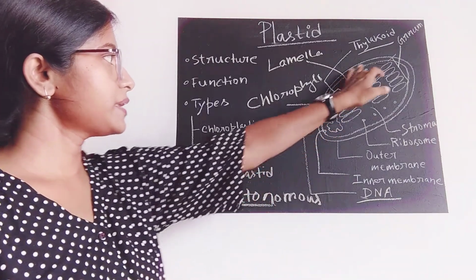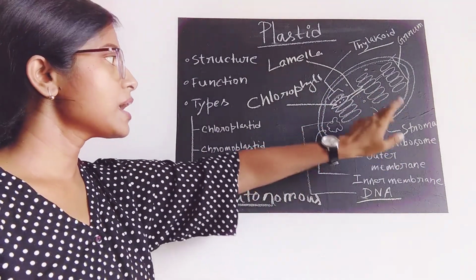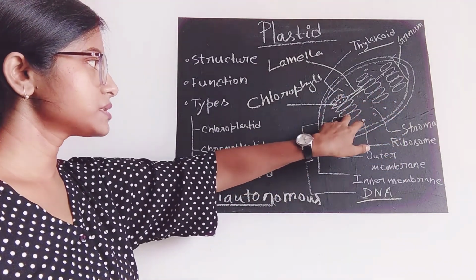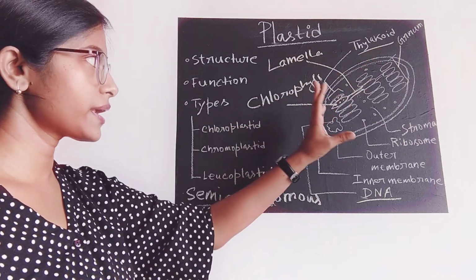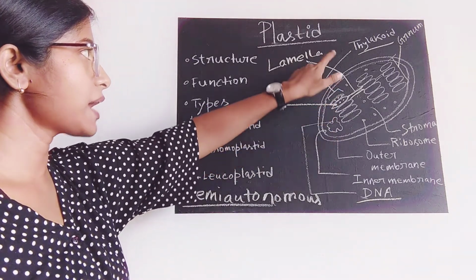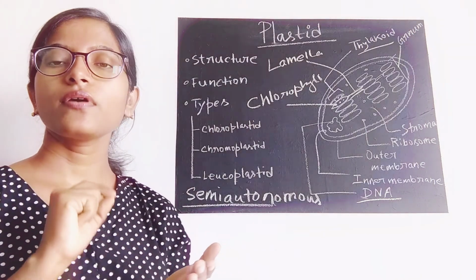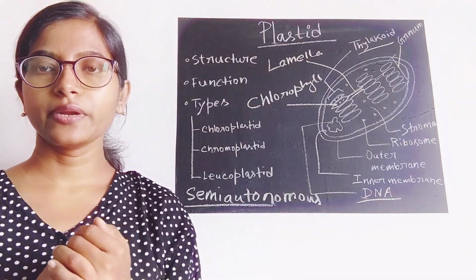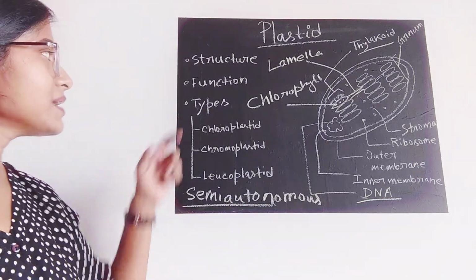Inside the inner membrane, they have a stroma, which is a gel-like structure, and they have stacked piles which are called granum, or grana in plural. And within those grana, they have thylakoids, and within those thylakoids, they have a very important pigment that is called chlorophyll. Okay, next is function.